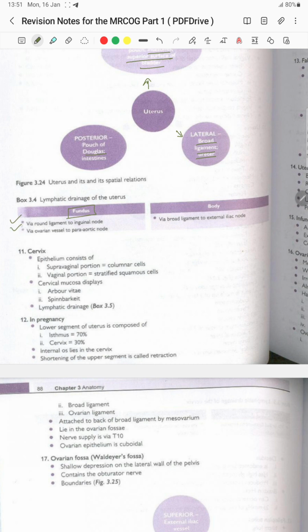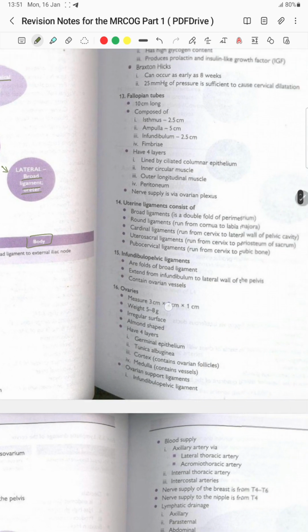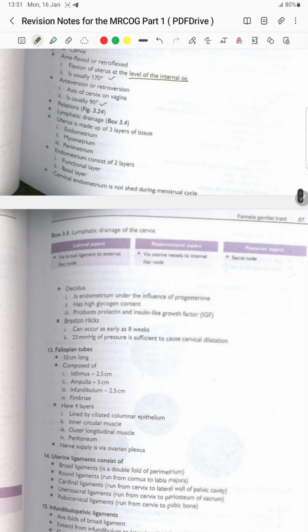Now, lymphatic drainage. The lymphatic drainage around the fundus is by the round ligament to the inguinal nodes, and by the ovarian vessels to the para-aortic nodes, and around the body it is by the broad ligament to the external iliac nodes.